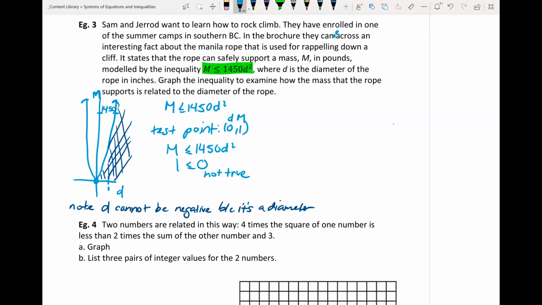So how we're going to interpret this graph: if we take a look at the region that we did not shade, we had a really small diameter in the area that we couldn't shade in, which would be in here. And if we had a small diameter, this means that we cannot support large mass.